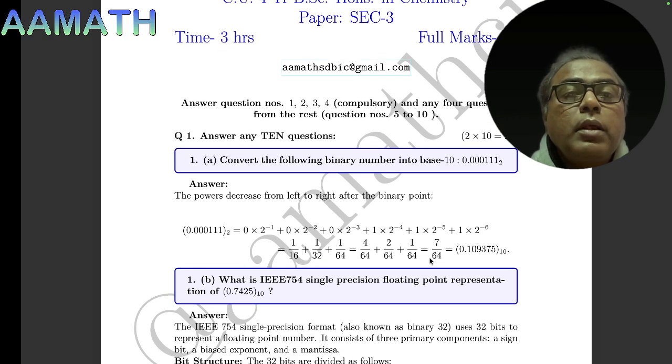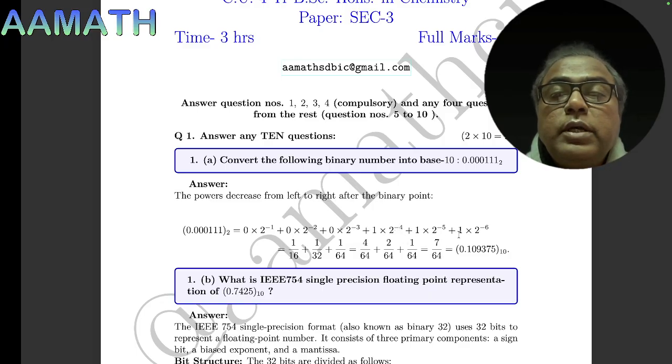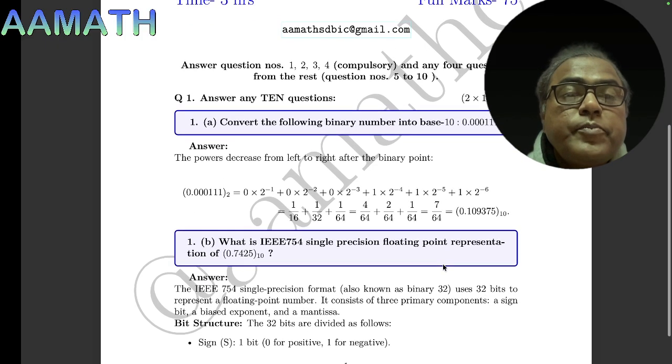First question, convert the following binary number into base 10. This is the number 0.0001 in binary form. It is clear that after the binary point on the right hand side, this 0 into 2 to the power minus 1, this 0 into 2 to the power minus 2, this 0 into 2 to the power minus 3, this 1 into 2 to the power minus 4, and hence the result is this.